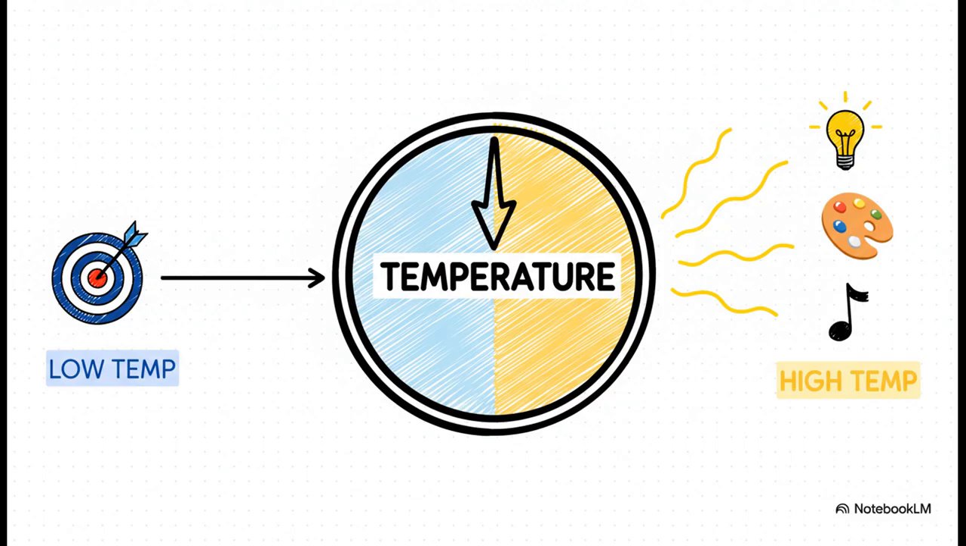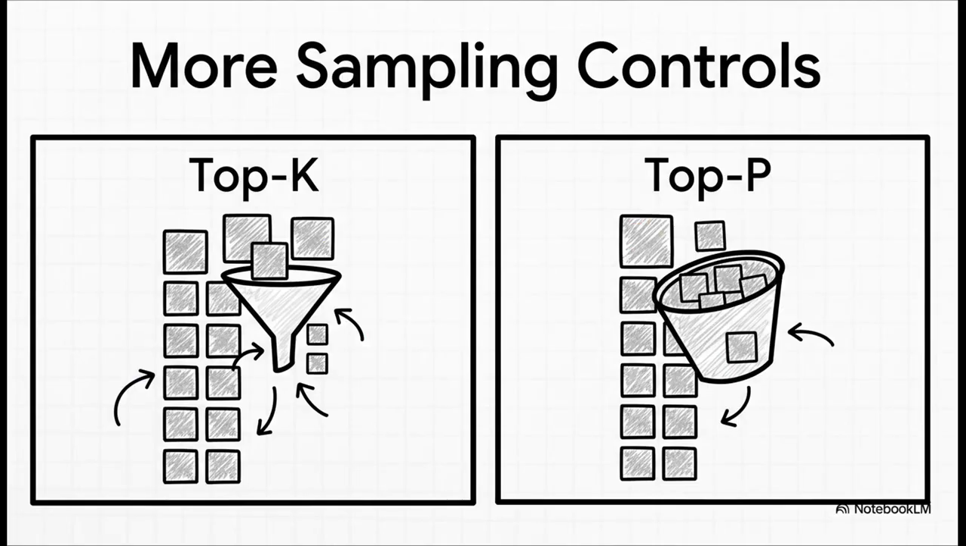If you turn the temperature way down, the model gets super factual and predictable. This is perfect when you need something like a specific JSON structure. Crank it up, though, and you get more creativity and variety, which is great for things like brainstorming different ways to write a function. And if you want to get even more granular, you've got top K and top P.